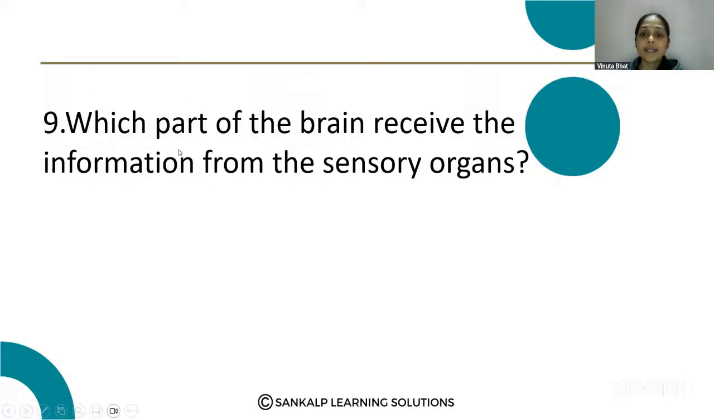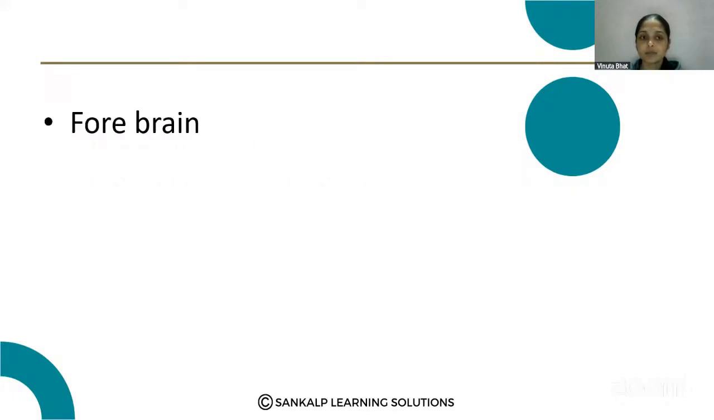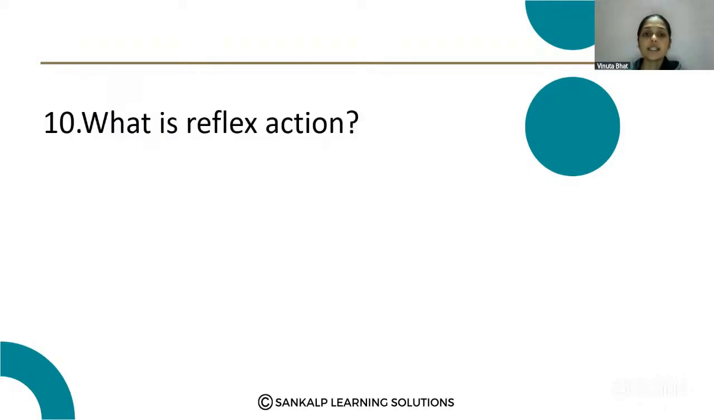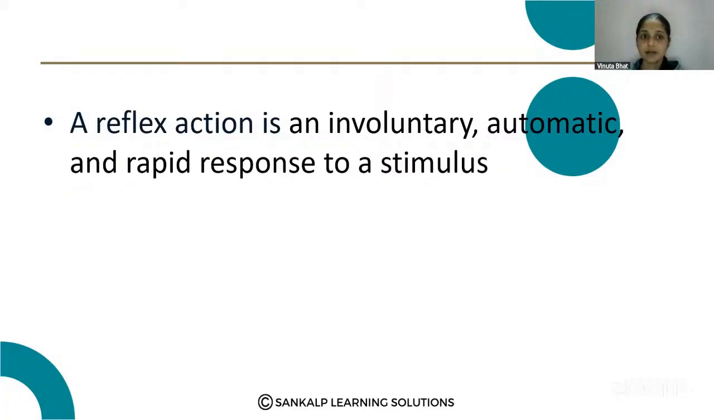Which part of the brain receives the information from the sensory organs? Which part of the brain is responsible for this? That is the forebrain. Then, what is reflex action? How do you define reflex action? A reflex action is an involuntary, automatic, and rapid response to a stimulus. Okay.